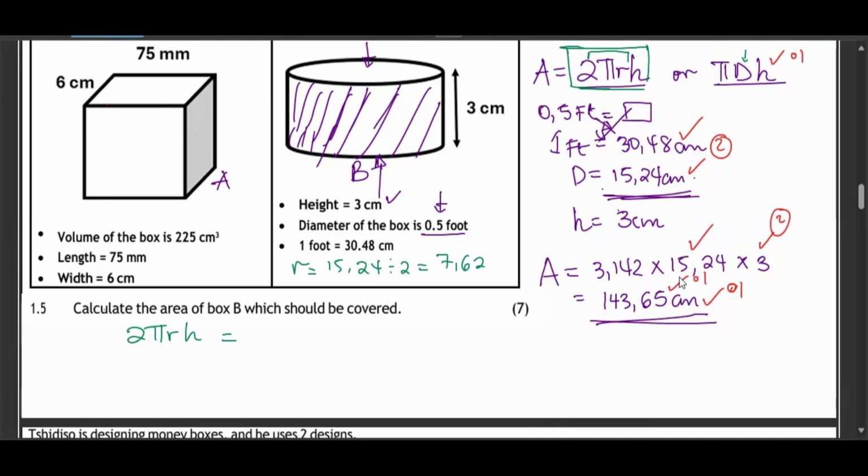The height is already given to me. So I will come and substitute. I will say 2 times 3.142, my radius, 7.62 now, and my height, which is 3. I would get the answer here. 2 times 3.142 times 7.62 times 3. Please put it into the calculator. Don't get scared.